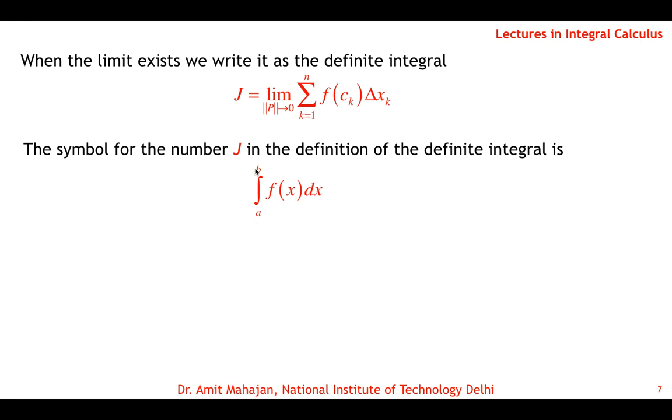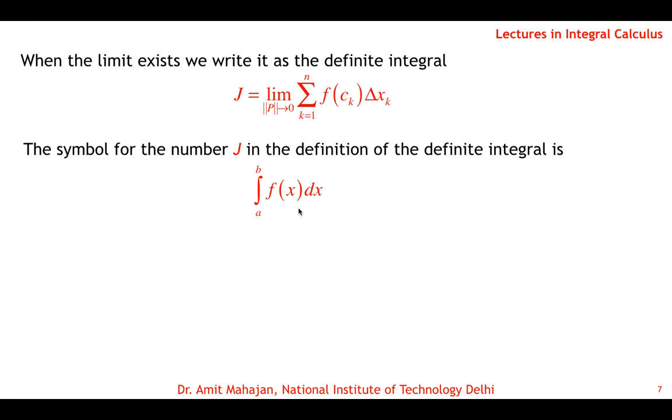In this symbol, here is the integral sign, and the integral varies from a to b. The a which is written below the integral sign is called the lower limit of integration, and the number which is written on top of the integral sign is called the upper limit of integration. The function f(x) is the integrand, and the variable x is the variable of integration. And we read it as the integral of the function f(x) dx, integration from a to b.